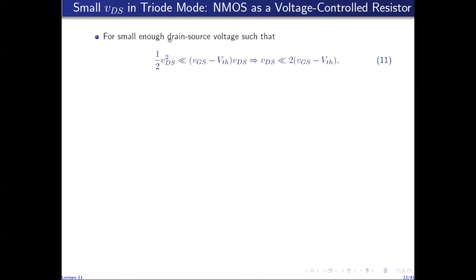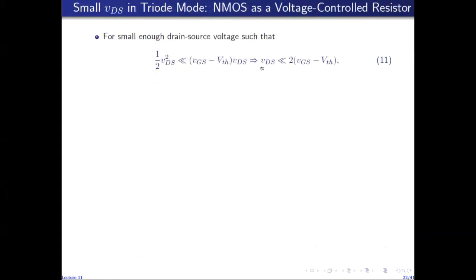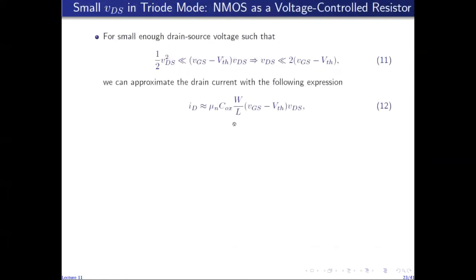When the drain to source voltage is small enough, because there are two components, we can assume that this component, because it is a quadratic function of VDS, for small values of VDS, will be very small. So when VDS is small enough such that this term is much, much smaller than this term, which is to say that VDS is much, much smaller than twice the value of the overdrive voltage for a fixed VGS, then this term can be ignored. And the resulting drain current can be approximated by this linear expression.